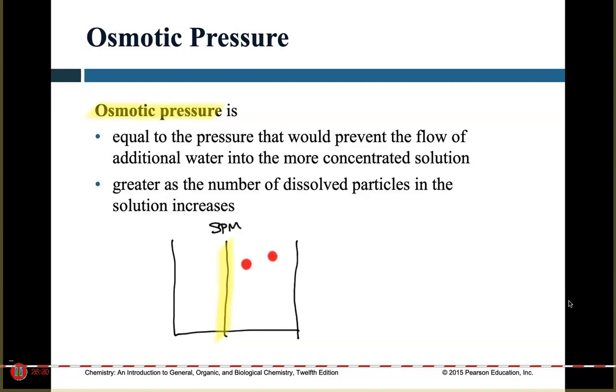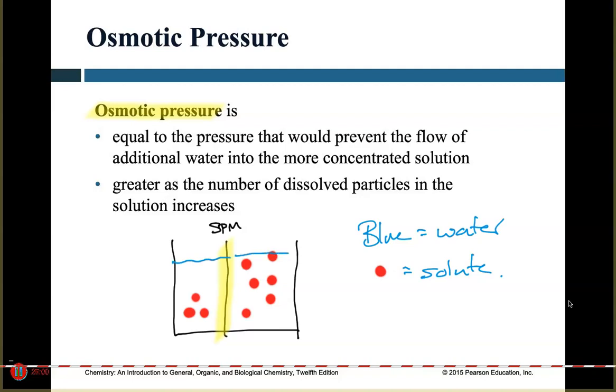Let's say we've got a pretty high concentration, so I'll make it 2, 3, 4, 5, 6 dots over here, and a low concentration over here. I'll use a blue marker to represent water, so blue will be water. And then red is our solute, whatever that may be. Initially, they'll start at the same level, because we filled them up, right?